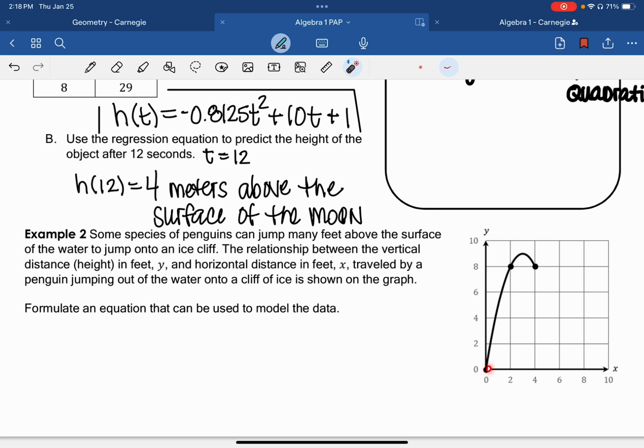What we did was take our 3 points, because remember, to do regression, we need a minimum of 3 points. This one right here is 0, 0. This one right here is 2, 8. Remember, you're going down to x and then over to y. So this one would be 4, 8.